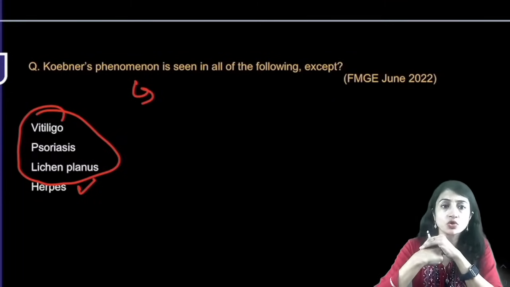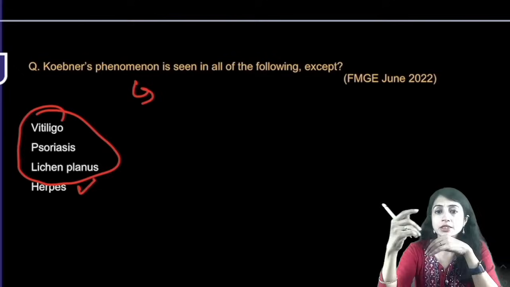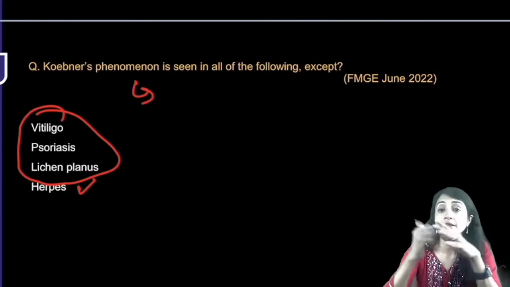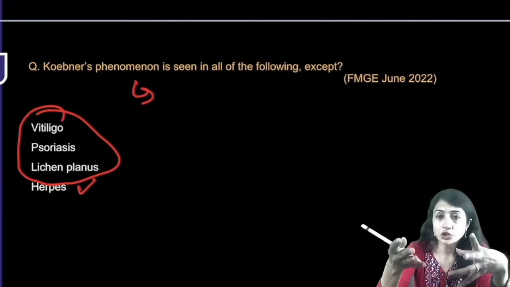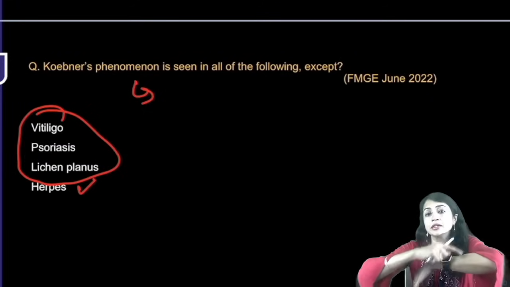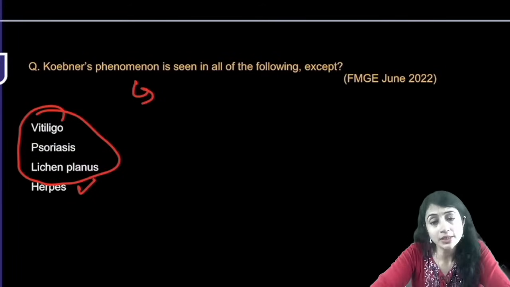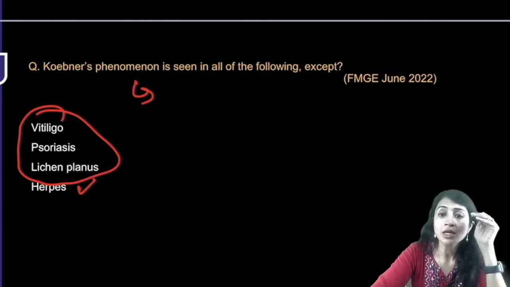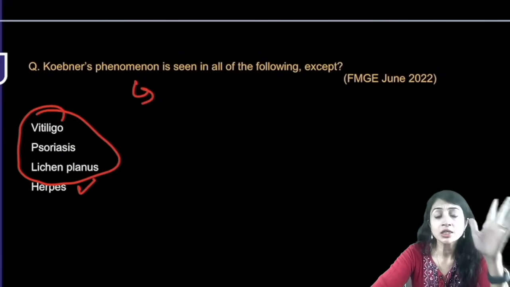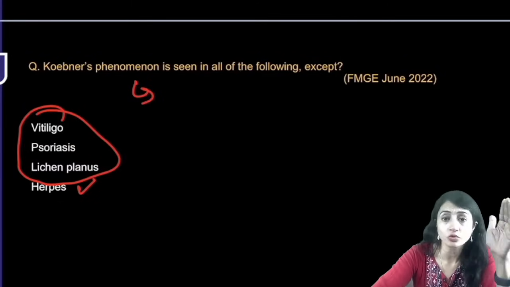Where do we see pseudo-Koebner's phenomena? So Koebner's phenomena, also called isomorphic phenomena, very good Vihari, is that in a patient of vitiligo, if a patient scratches or gets hurt along the lines of trauma, you see development of vitiligo lesions, and a similar thing is seen with psoriasis patients and lichen planus patients. This is Koebner's phenomena or true Koebner's phenomena.